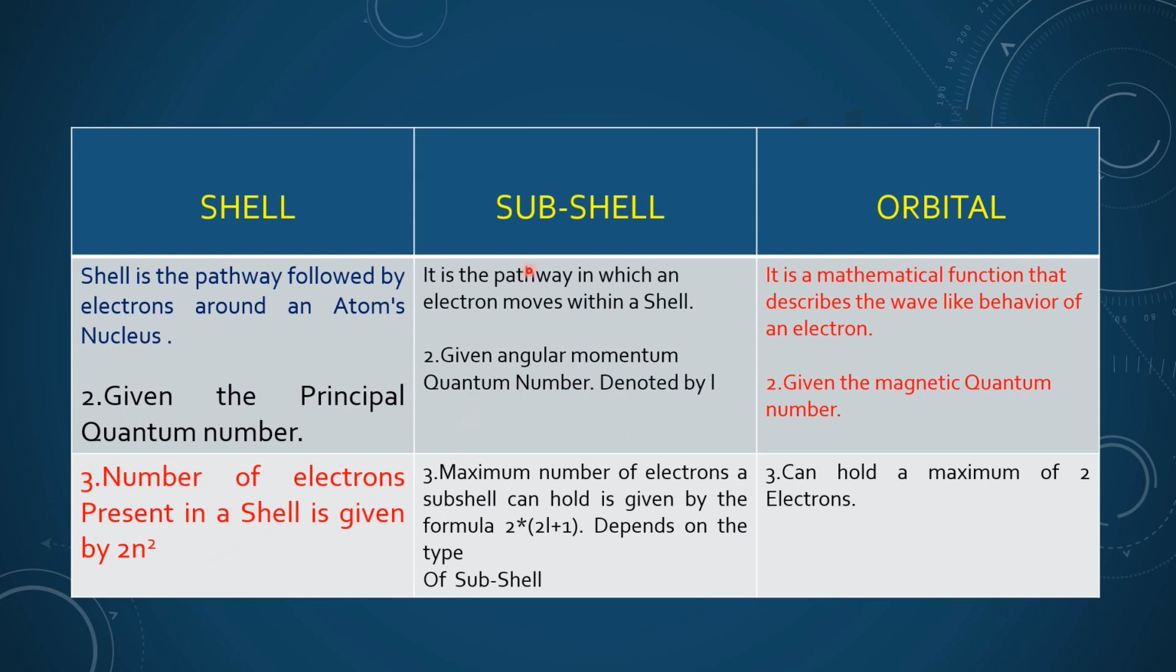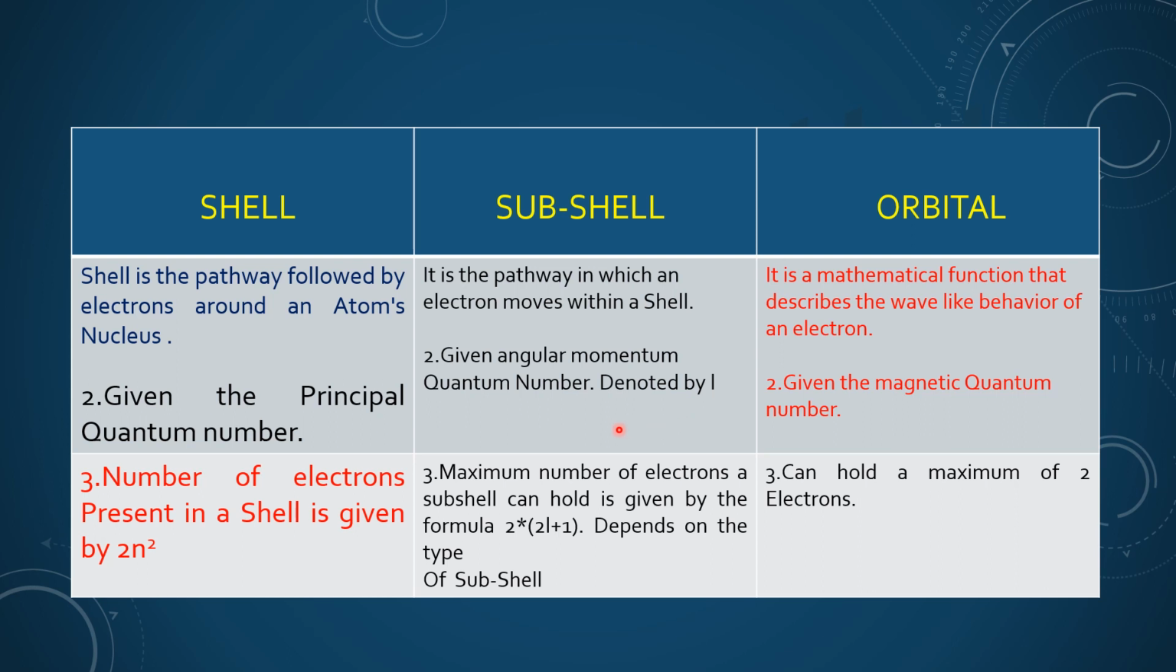Come to the subshell. What is a subshell? It is also the pathway in which an electron moves within a shell. The subshell is present within the shell. It is given by the angular momentum quantum number, denoted by l. Are you clear about that one? So the maximum number of possible subshells for a shell is equal to n.